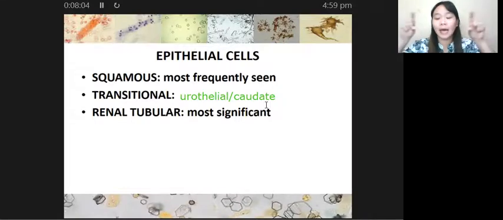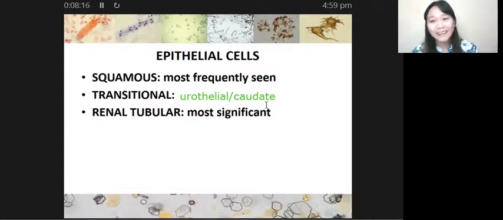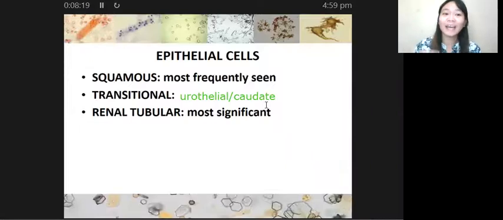All right? So from our calyces to the renal pelvis, to the ureters, to the urinary bladder, up to the upper urethra, the epithelium there is what we call transitional epithelium. Okay, your transitional epithelial cells are the ones that line this particular epithelium of our urinary tract. Again, your transitional epithelial cells are otherwise referred to as your urothelial or caudate cells. So now we have seen where our transitional epithelial cells originate.